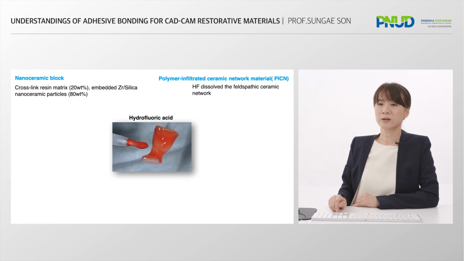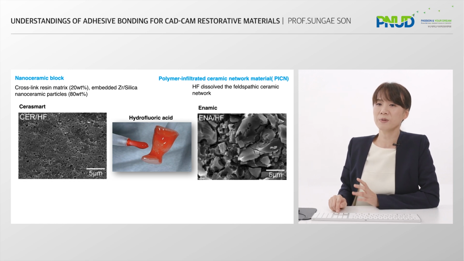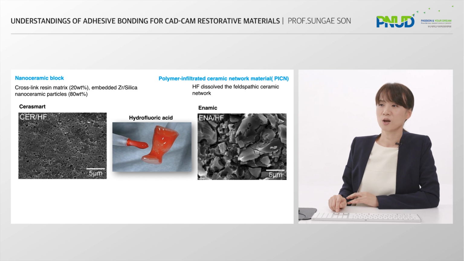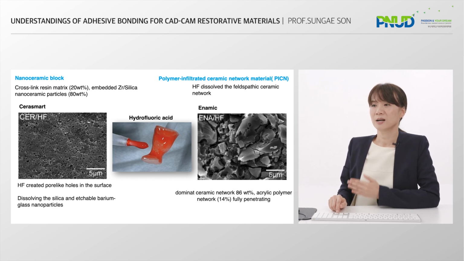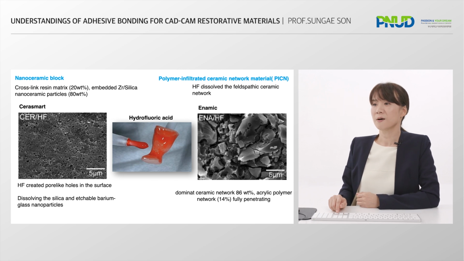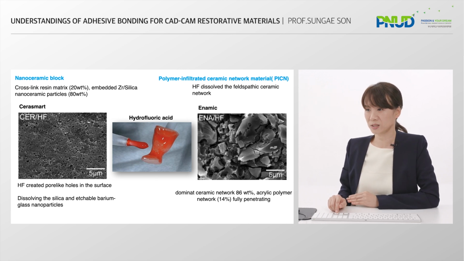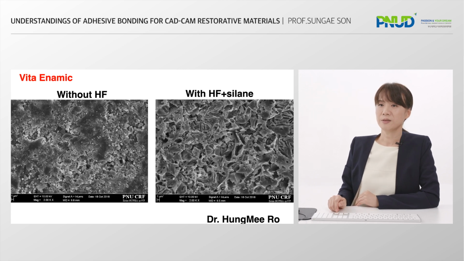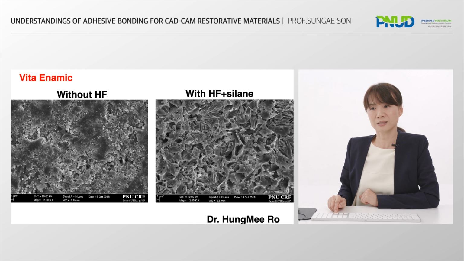CeraSmart, a brand of hybrid block, is made by injecting ceramic particles into the resin matrix. Pore-like holes were observed after hydrofluoric acid treatment. On the other hand, Enamic, another brand of hybrid block made by injecting a polymer into a ceramic network, shows an image similar to that of a ceramic treated with hydrofluoric acid. This is a picture obtained in our department of the porosity obtained after applying hydrofluoric acid on the enamel surface.